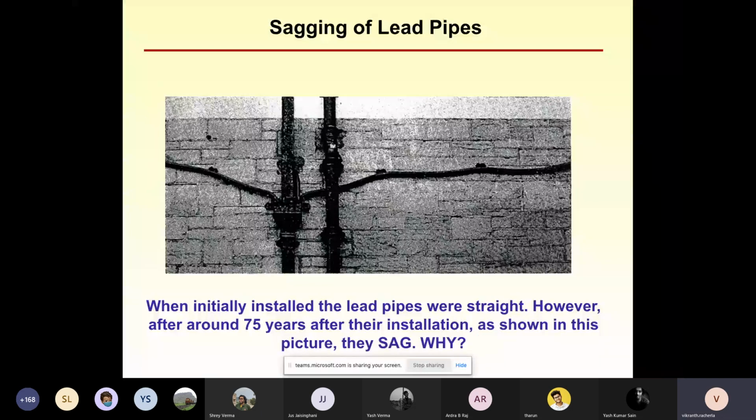Expansion and contraction of the lead metal? Throughout the 75 years, expansion, contraction. Why will it result in permanent deformation, and why does it take so much time? Like seasonal, creep deformation. It is because of creep deformation. So why is creep particularly a problem with lead but will not be a problem with steel? Because it is a low melting point material.